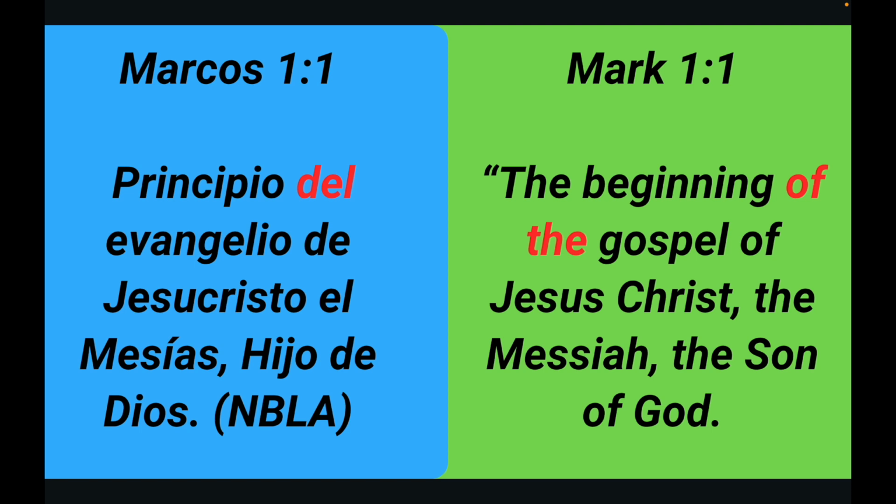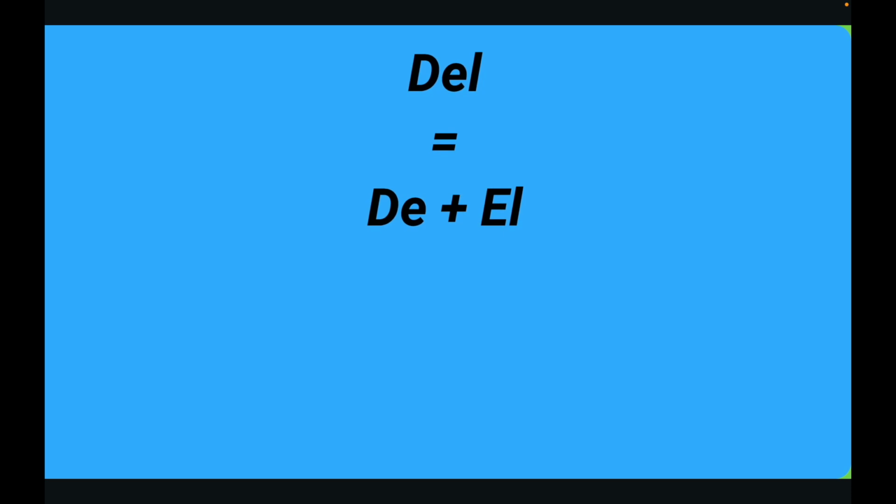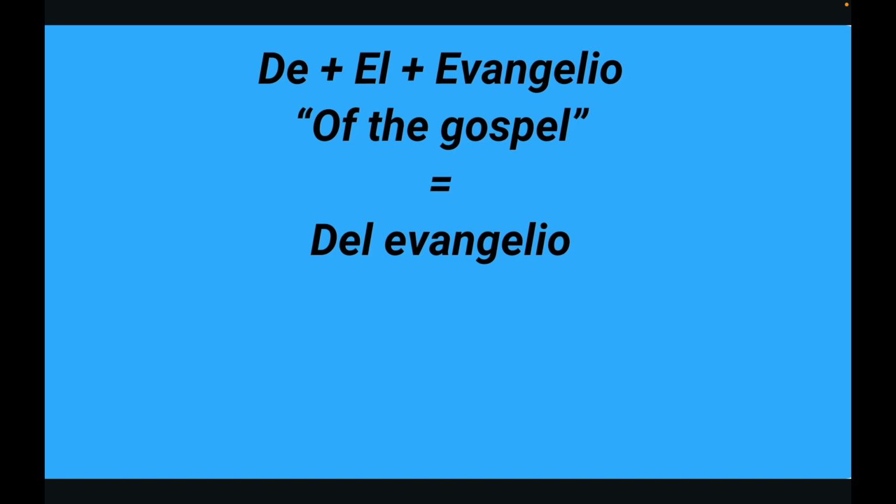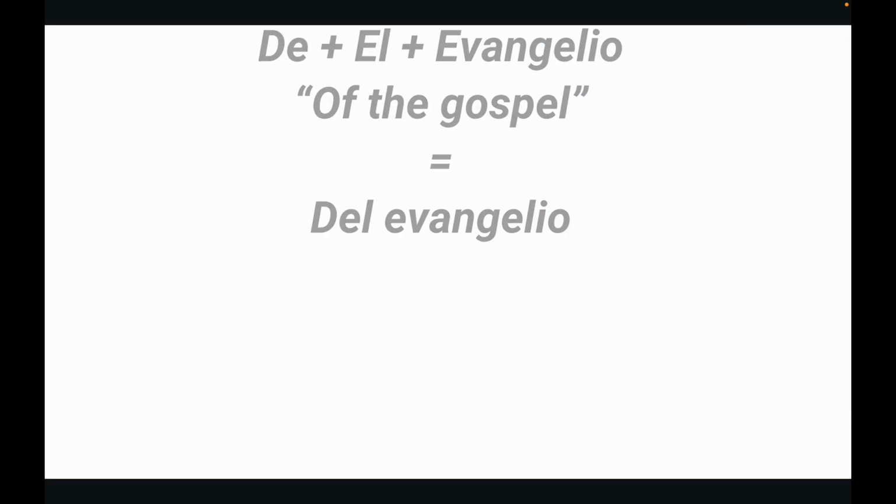All right, now, in Mark 1:1, we have Principio del Evangelio. Now, what is this word del? We see that the translation is the beginning of the gospel. So the word del means of the. So one word in Spanish is two words in English. But del is just a common contraction from de, meaning of, and el, the masculine singular definite article, the word the. So de el becomes del. So of the gospel, instead of being de el evangelio, it's del evangelio. That's just a contraction of those words.